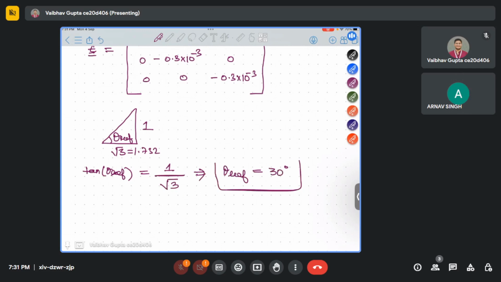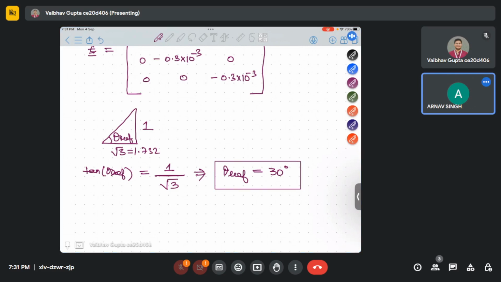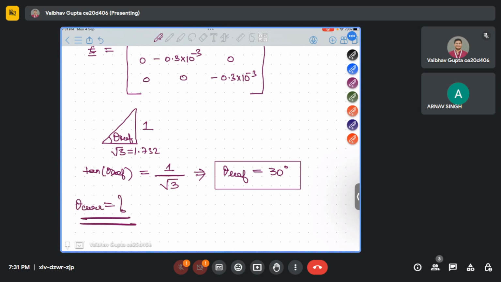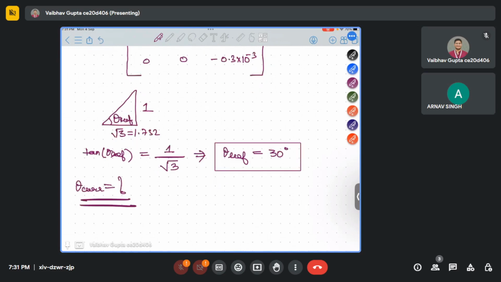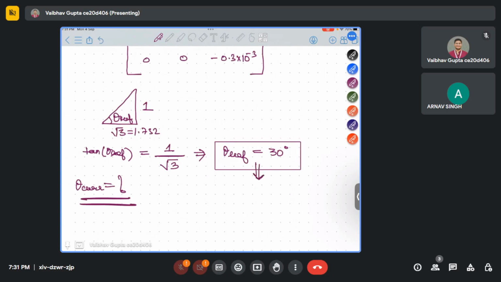Tan 30 degree is 1 by root 3 only. Got it? You got the reference angle. What you have to find? You have to find the current angle. Since you got this reference angle, we can find the vector of the line, in which direction it is oriented.